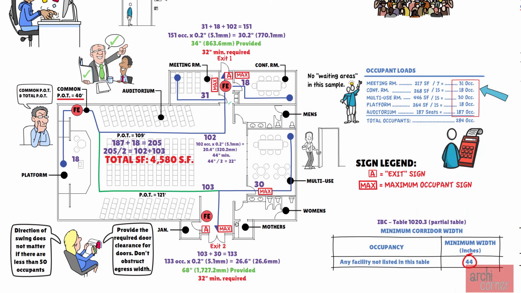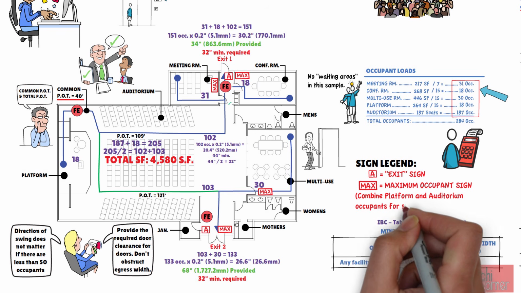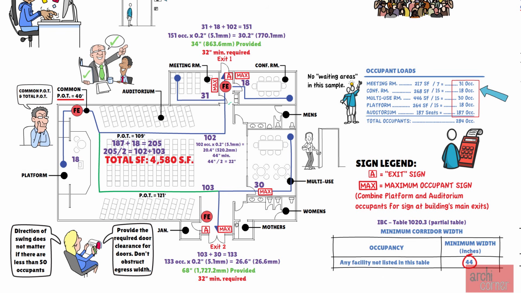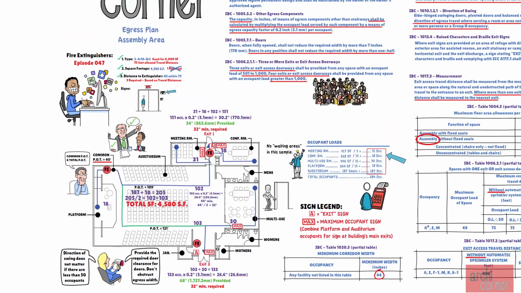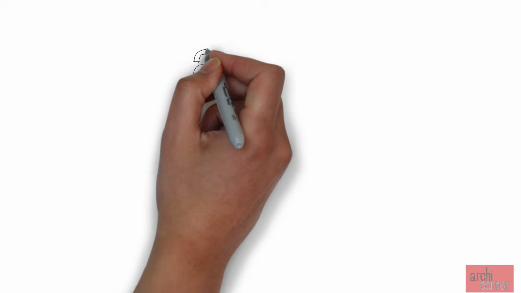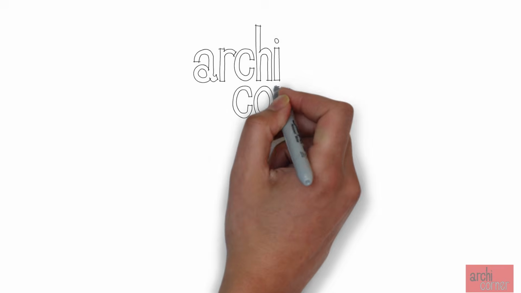However, since the platform and auditorium share the same large area, we may want to clarify that the maximum occupant sign in the auditorium would include not just the auditorium occupants, but also the platform occupants. Now that we have tactile exit signs and maximum occupant signs on the plan, we are done. Well guys, that is all for this video in relation to fire extinguisher locations and egress sign locations.